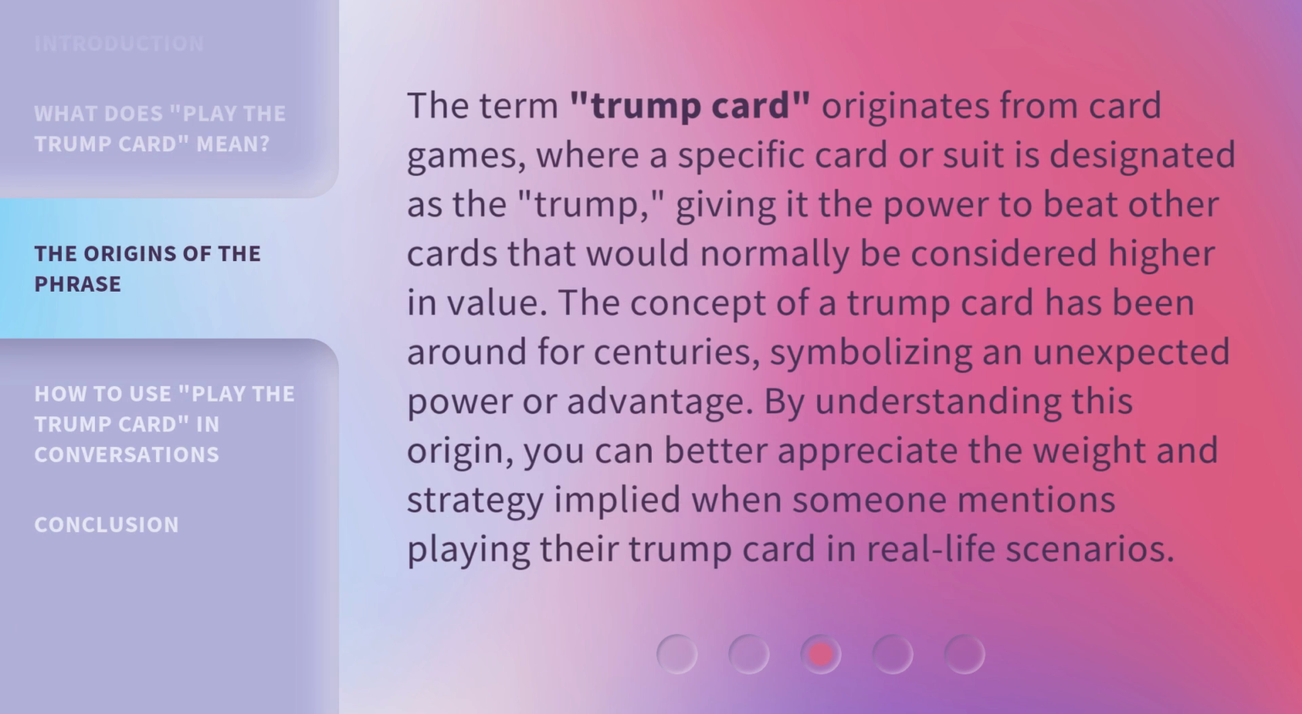The term trump card originates from card games, where a specific card or suit is designated as the trump, giving it the power to beat other cards that would normally be considered higher in value. The concept of a trump card has been around for centuries, symbolizing an unexpected power or advantage. By understanding this origin, you can better appreciate the weight and strategy implied when someone mentions playing their trump card in real-life scenarios.